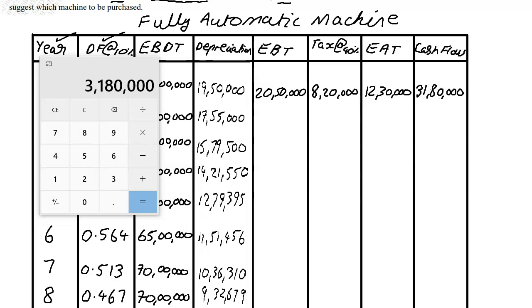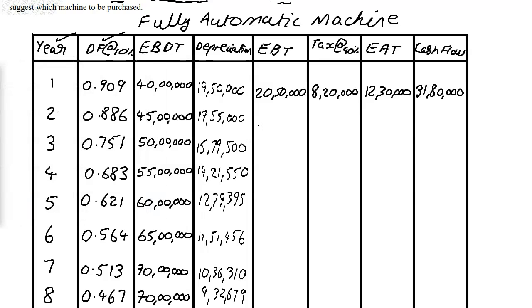Okay, so now that we have this in place, you have understood how it's done. We have to do it for all of them. We take EBDT minus depreciation is equal to EBT, minus tax is equal to EAT. Then EAT plus depreciation, you are adding both of these items, gives us cash flow. You need to do it for each of them. I'm going to finish this off and then we shall continue with it.